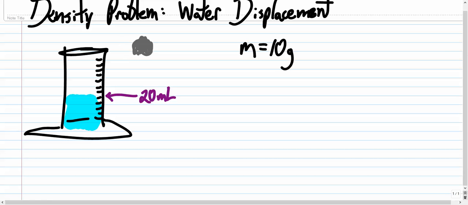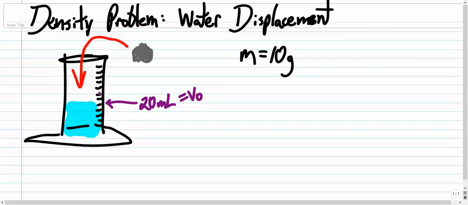So what we can do is take this object and throw it in some water. If you have a graduated cylinder, let's say it's got an original volume of 20 milliliters, so we'll call that VO, the volume original. And let's say once you throw this rock in, the water rises up to a volume of, how about we say 25 milliliters. So we'll call that VF.